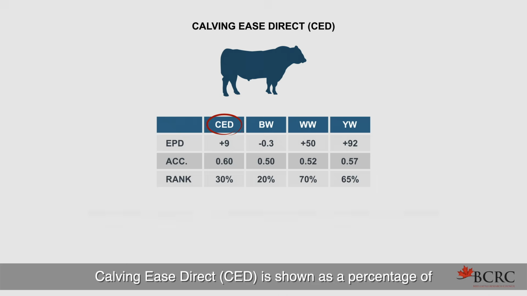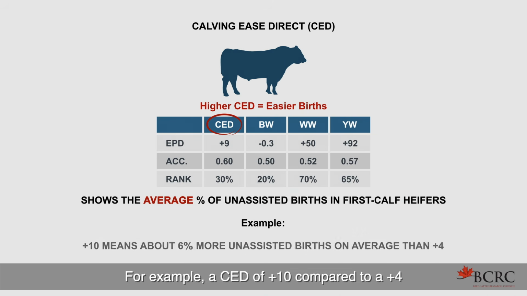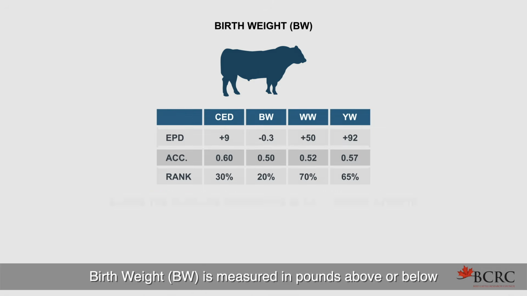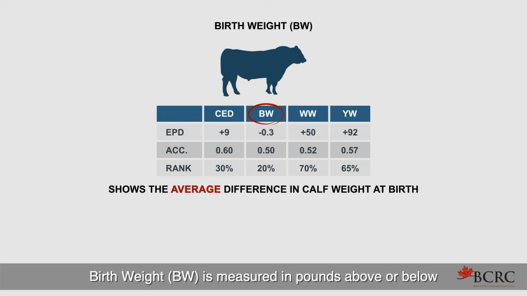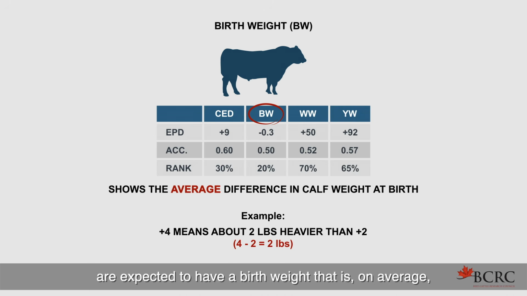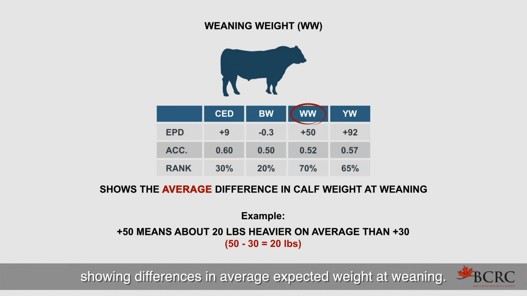Calving ease direct is shown as a percentage of unassisted births, where a higher number means easier births. For example, a calving ease direct of +10 compared to a +4 means 6% more unassisted births on average. Birth weight is measured in pounds above or below the breed average. For example, calves from a bull with an EPD of +4 are expected to have a birth weight that is, on average, 2 pounds heavier than calves from a bull with an EPD of +2. Weaning weight is also in pounds, showing differences in average expected weight at weaning.